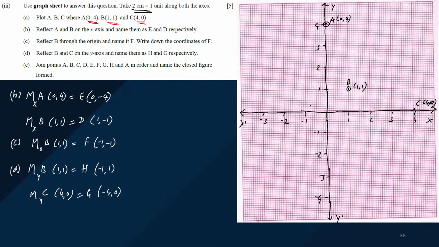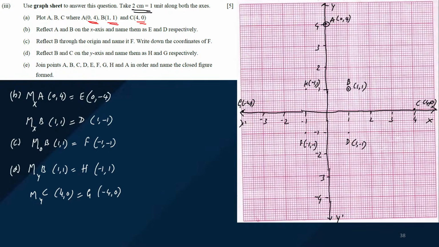D is 1 comma minus 1. This is nothing but D, 1 comma minus 1. And F is minus 1 comma minus 1. This is F, minus 1 comma minus 1. H is minus 1 comma 1. This is H, minus 1 comma 1. G is minus 4 comma 0. This is nothing but G, minus 4 comma 0.